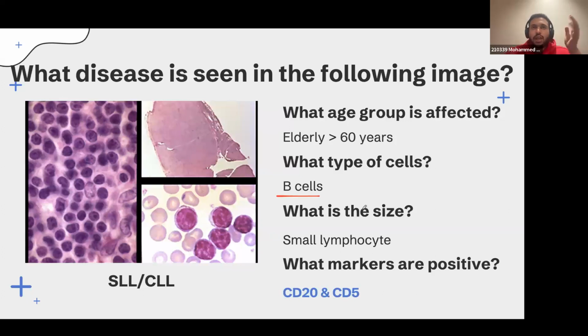Okay, but CD5, if you think about it, for T cell markers, it's CD2 to 8 typically, but CD5 can be seen here as well. CD5, remember it here, CD20 and CD5. It's most likely in elderly. It's one of the most common types of leukemias in elderly, if CLL. And that's pretty much it. That's all I think that you need to know about it, except this.